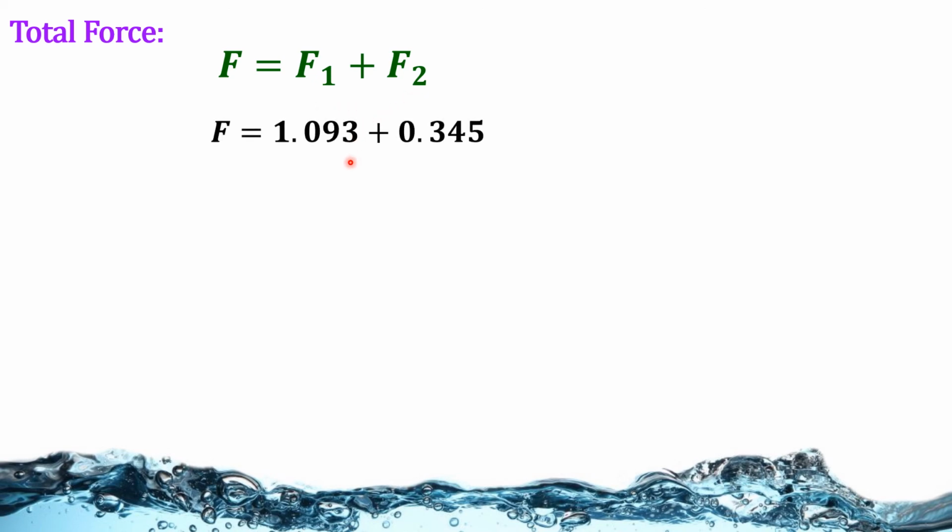The last step of the problem is to find the total force. We know that the total force F is equal to F1 plus F2. We already calculated the F1 value and F2 value. Substituting the values of F1 and F2, we get the total force F is equal to 1.438 Newton.